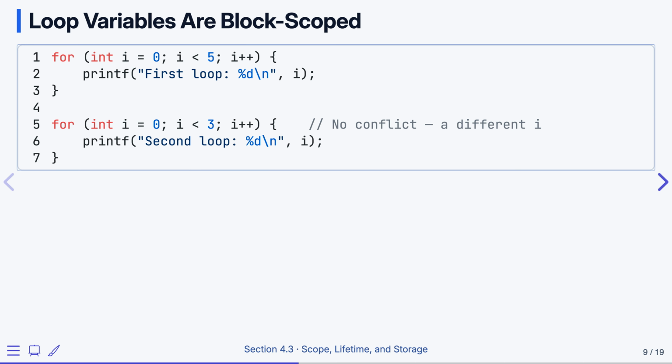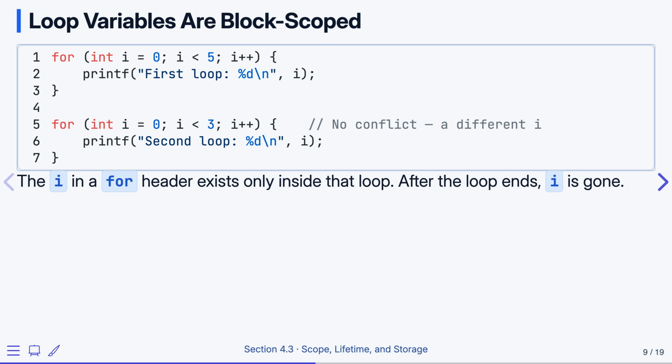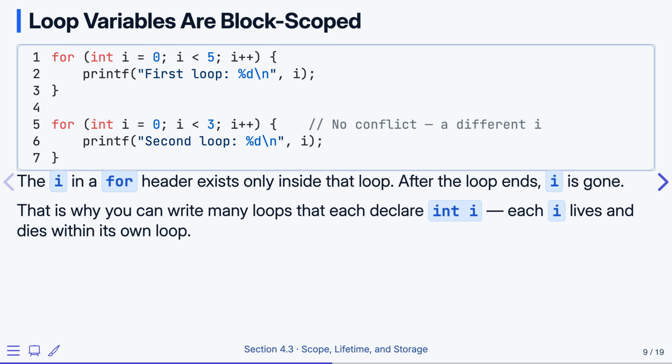You have been using block scope since the loops chapter, without knowing the formal rule. The variable i declared in a for header exists only inside the loop body. After the loop ends, i is gone. That is why you can write two for loops that each declare int i. Each i is a brand new variable that lives and dies within its own loop.